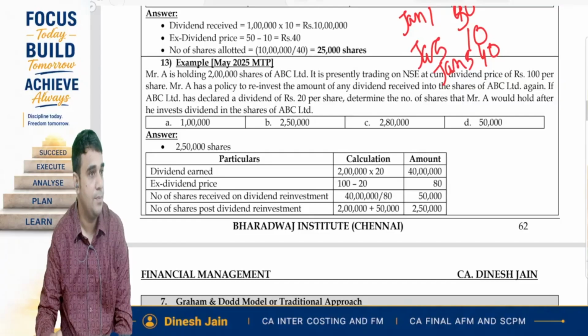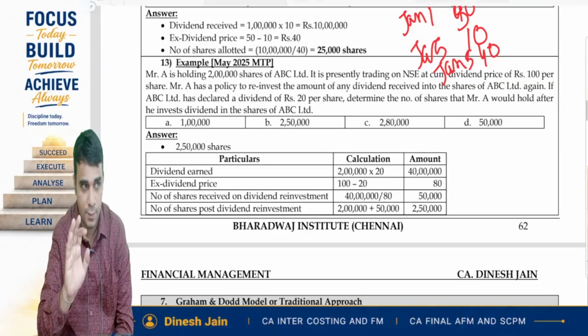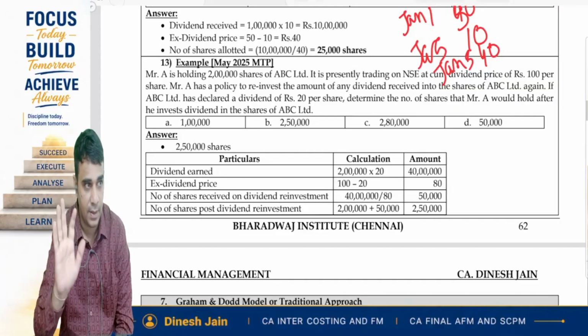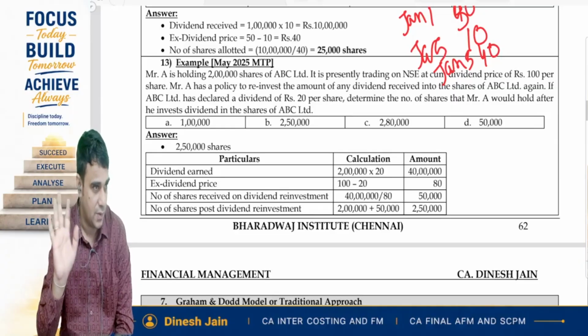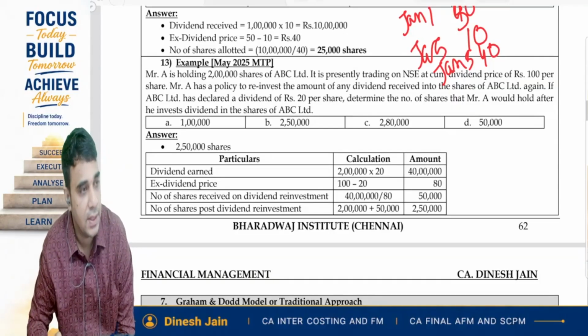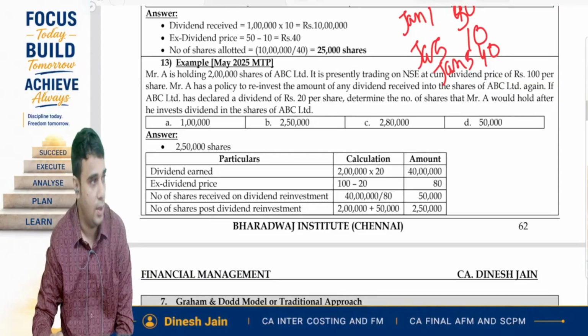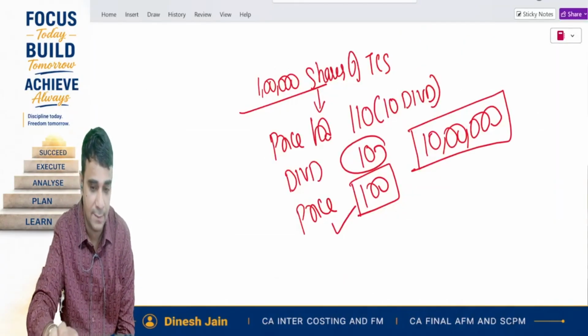Any doubts on this? Understood this part? Can we proceed? I'll do questions around this in some time. But this MCQ itself is kind of sufficient. Next model we have is Graham and Dodd model. Graham and Dodd model is a traditional approach. Now he said very simple.